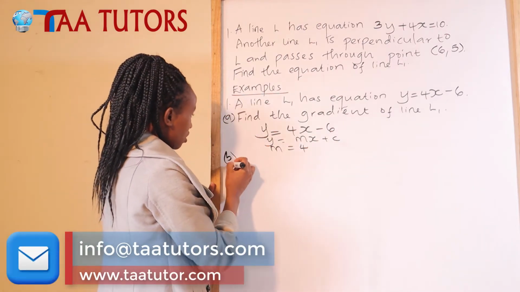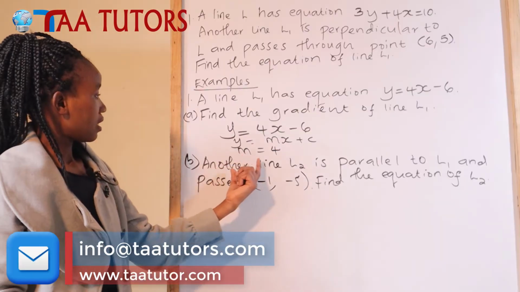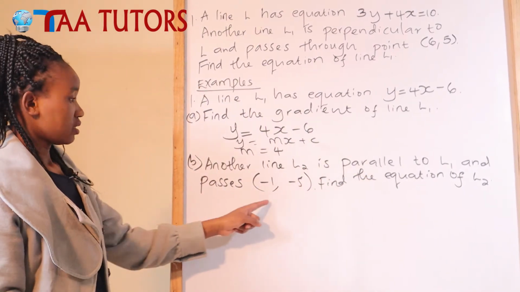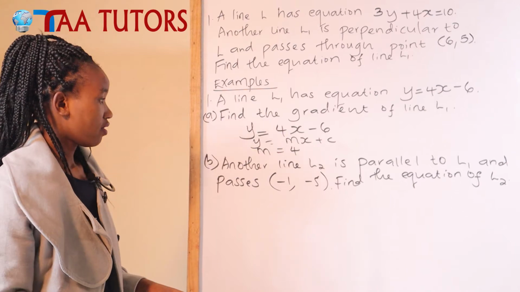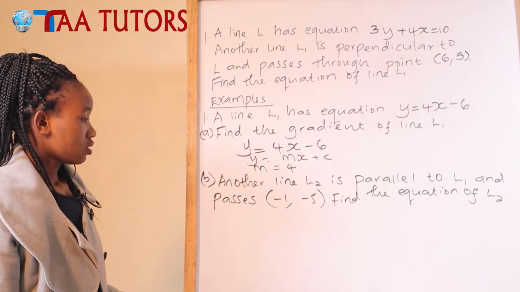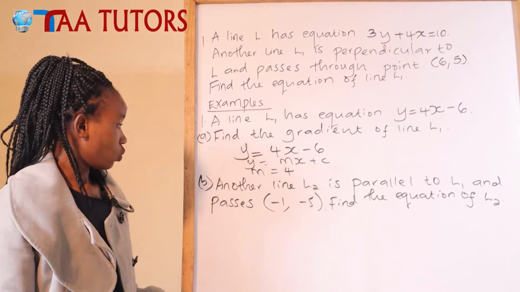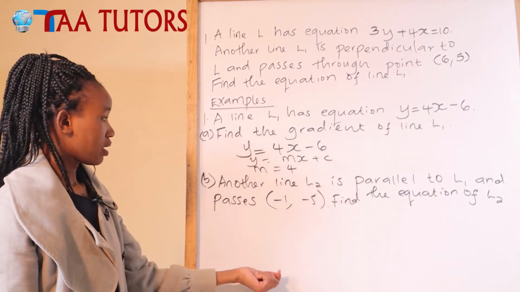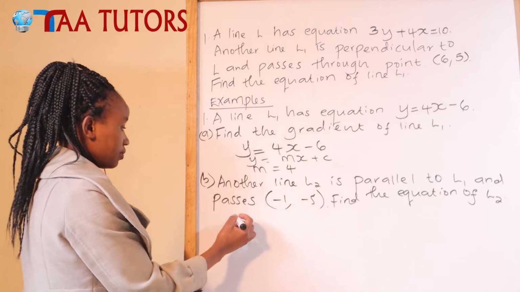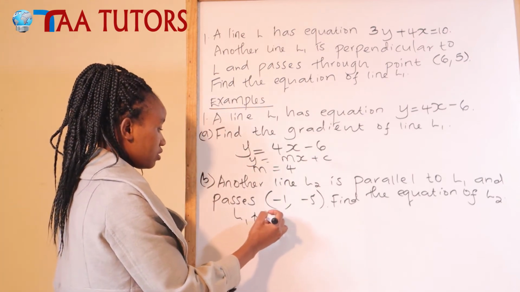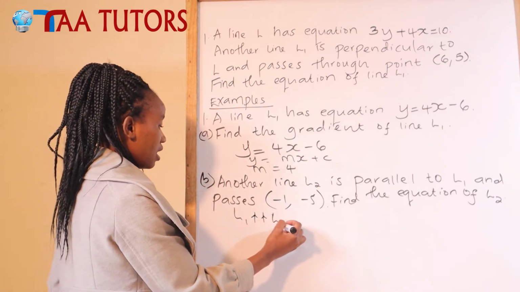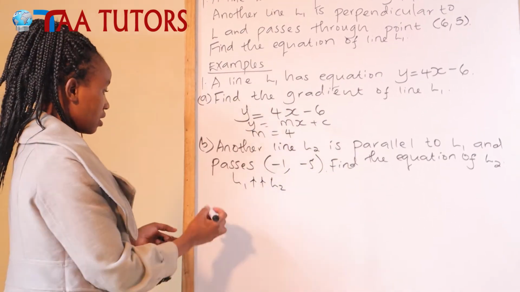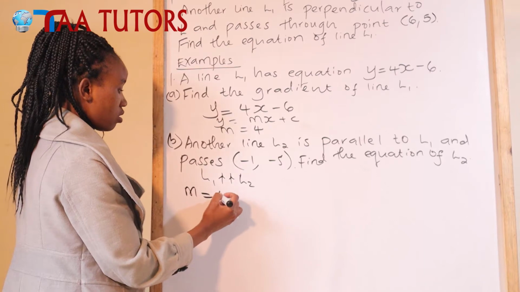So the second question they are going to ask: another line L2 is parallel to L1 and passes through the point (-1, 5). Find the equation of L2. So we know that to find the equation of L2, we just need the gradient, and we know that this line L2 is parallel to L1. If L1 is parallel to L2, it means that they have the same gradient. These two lines have the same gradient. So the gradient of L2 is also 4.